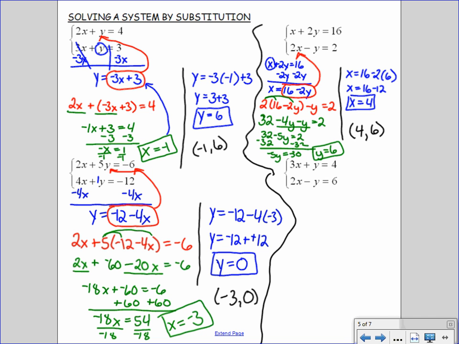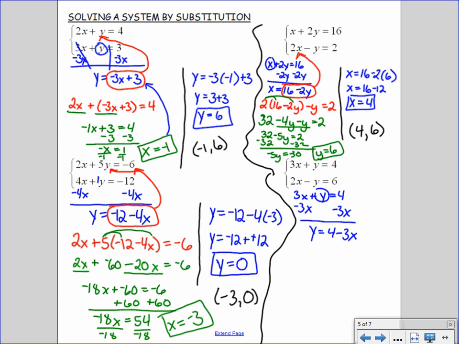All right, last one on this page. Both of these y's have a leading coefficient of 1. However, 1 is already positive. So let's use that one to rearrange. 3x plus y is equal to 4. We want the y by itself, so we are going to subtract 3x from both sides. Y is equal to 4 minus 3x.